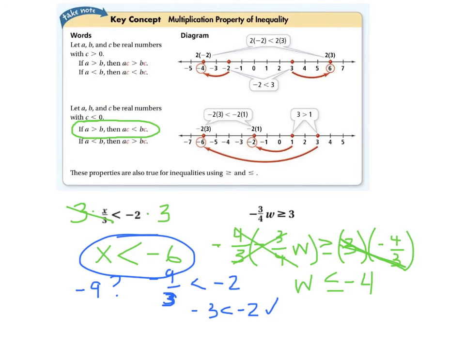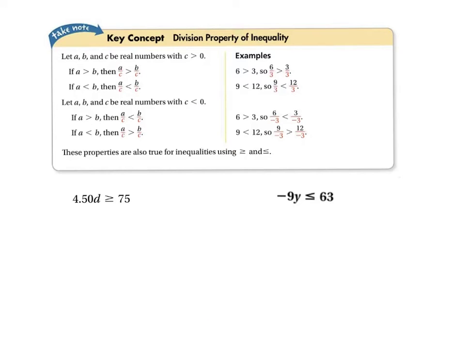Let's look at division. Division has the same idea. It is still the same if I'm dividing by a positive, but I've got to flip my symbol around when I divide by a negative. So let's try out our two examples. Again, copy them, pause it, try them yourself, restart the video, and then we'll see how you did.